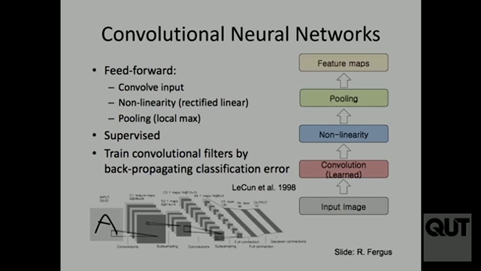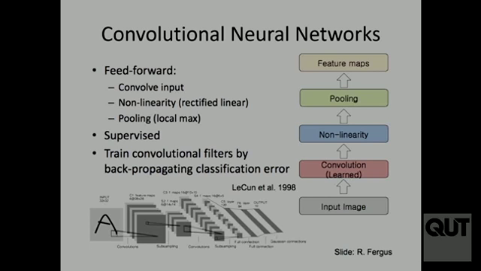So these are some of the ingredients. Basically what I'm going to talk about today is convolutional neural networks. The purest form of a neural network is fully connected. So you have layers which are fully connected. Every node is connected to every other node.